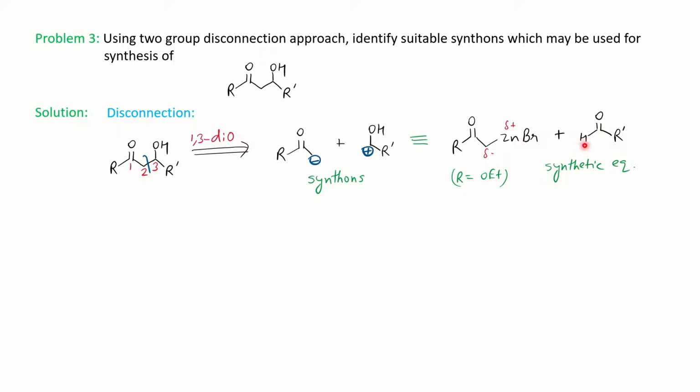Since you don't have any other substituent here, you can write hydrogen. So this aldehyde is the synthetic equivalent for the designing of this target molecule. Now the other side: in the previous case we have written hydrogen here, right? The negative species will be stabilized by positive hydrogen.